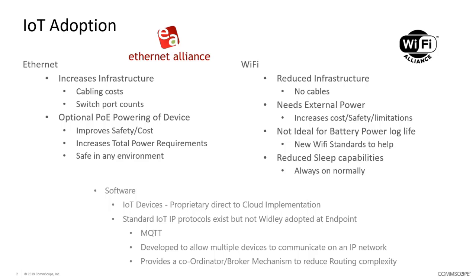Now the nice thing is that there is a standard out there that has been developed specifically to allow IP-based devices to communicate generically within an IoT space. MQTT is what has been developed, and this has been developed to allow multiple devices to communicate over a standard IP network to a range of services and applications. And it provides a coordinator broker mechanism that reduces all the complexity of routing and opening up firewall ports and various other protocol limitations that you would have within a normal IP network.